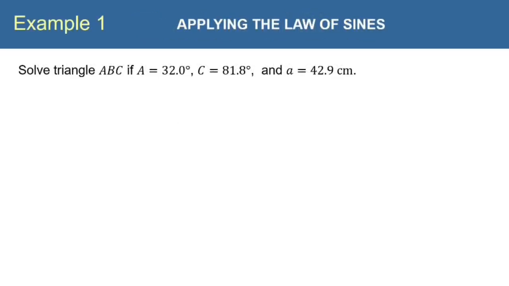Let's get a couple of examples, and most students actually love the law of sines because it's so easy to use. So here in example 1, it says solve triangle ABC if angle A is 32.0 degrees, angle C is 81.8 degrees, and side A is 42.9 centimeters.